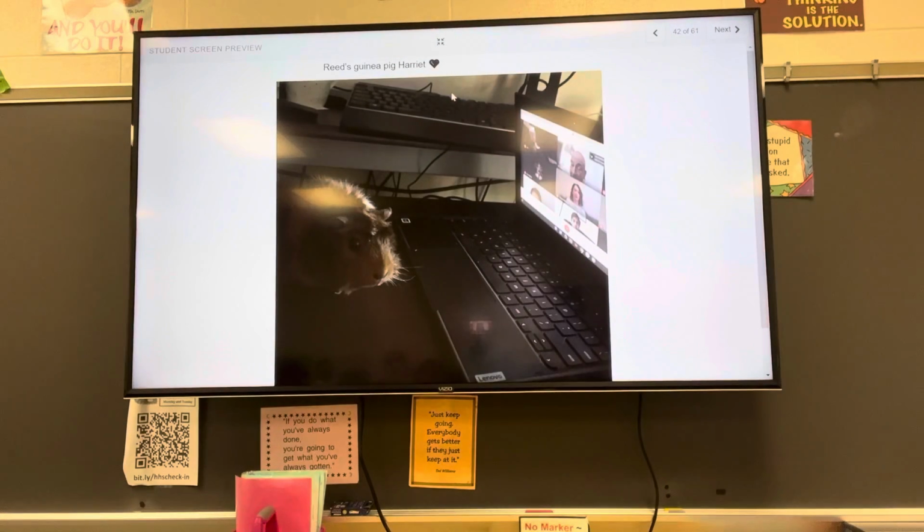Oh, this is Reed's guinea pig. So flippin' cute.